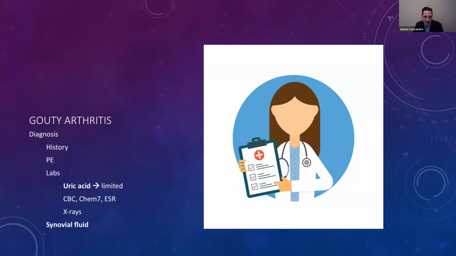CBC, Chem 7, and sed rate can be helpful. You always need to rule out infection in these acute cases. And then tapping the joint, or doing an arthrocentesis, will be key to get that fluid off and send it for a synovial fluid analysis. X-rays can be helpful, and sometimes MRI. It could give more information, but I don't think it routinely has to be done.